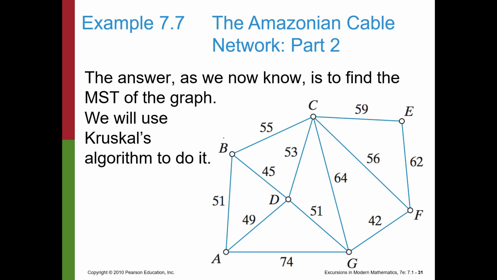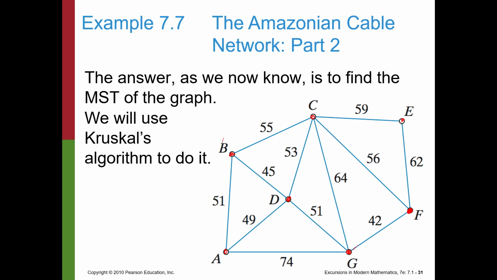We have one, two, three, four, five, six, seven vertices. And so that means that we need six edges, right? So since we need six edges, we just pick six edges of least cost. And once we pick six edges of least cost, as long as we are avoiding circuits, we are guaranteed to have a tree. And it turns out that this will be the minimum spanning tree, easy enough, right? So you just scan 55, 59, 62, 42, 74, 49, 51, 45, 53.